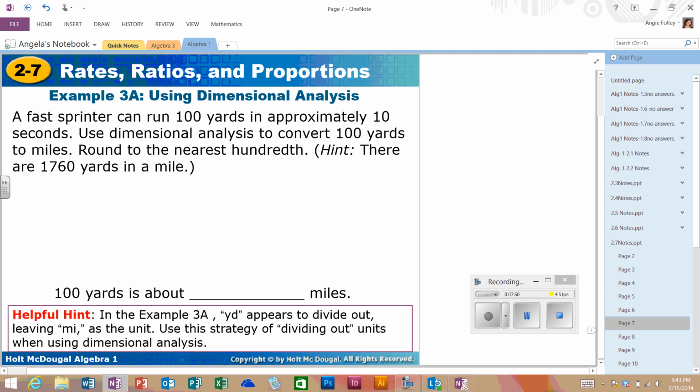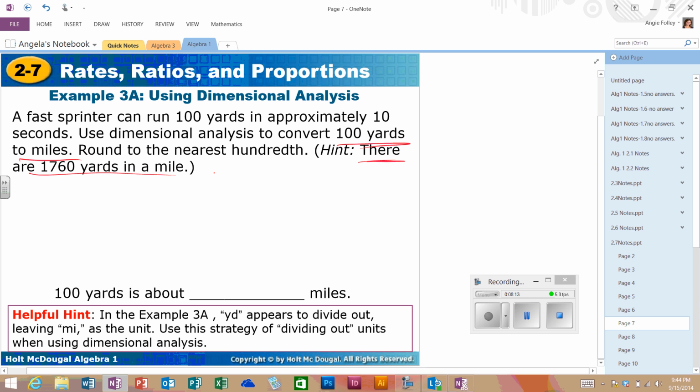So let me just walk you through how you would do dimensional analysis. Okay. A fast sprinter can run 100 yards in approximately 10 seconds. Use dimensional analysis to convert the yards to miles. Round your answer to the nearest hundredth. Okay. Hint, there are 1,760 yards in a mile. So first, let's set up our first ratio.